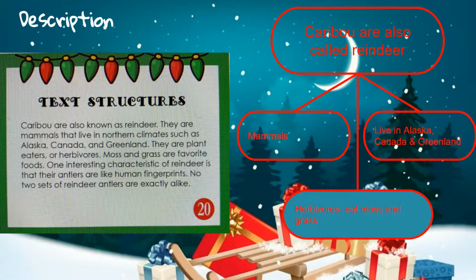Okay, so caribou are also called reindeer, and in our little bubbles surrounding it, we have that they are mammals. They live in Alaska, Canada, and Greenland, and they are herbivores. They eat moss and grass.